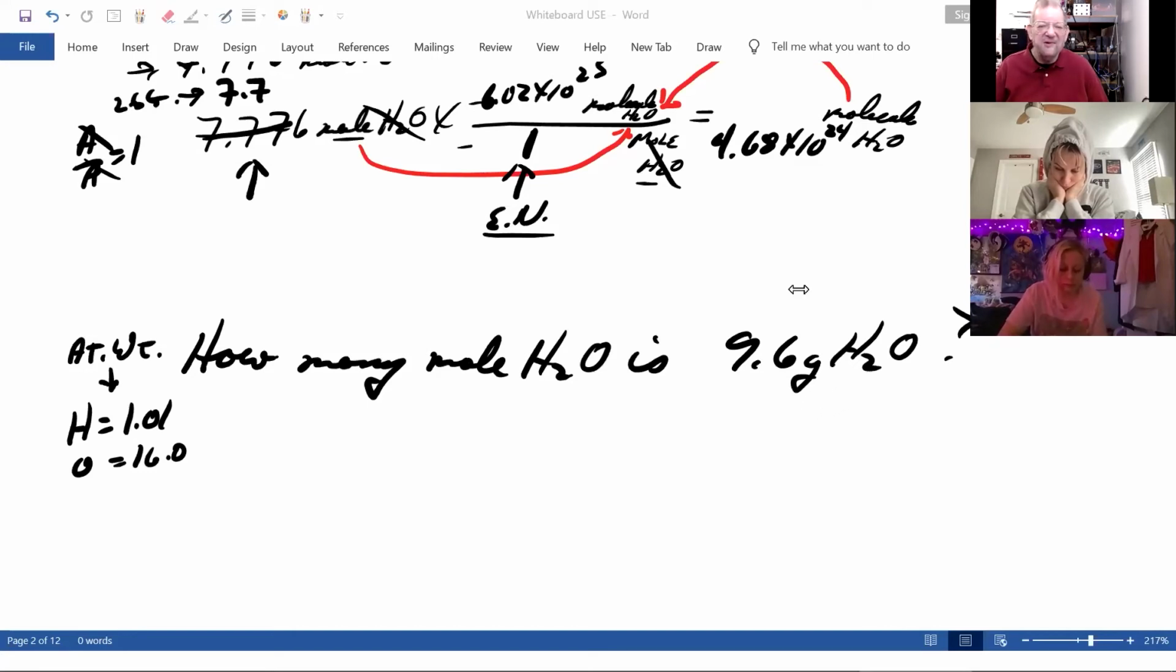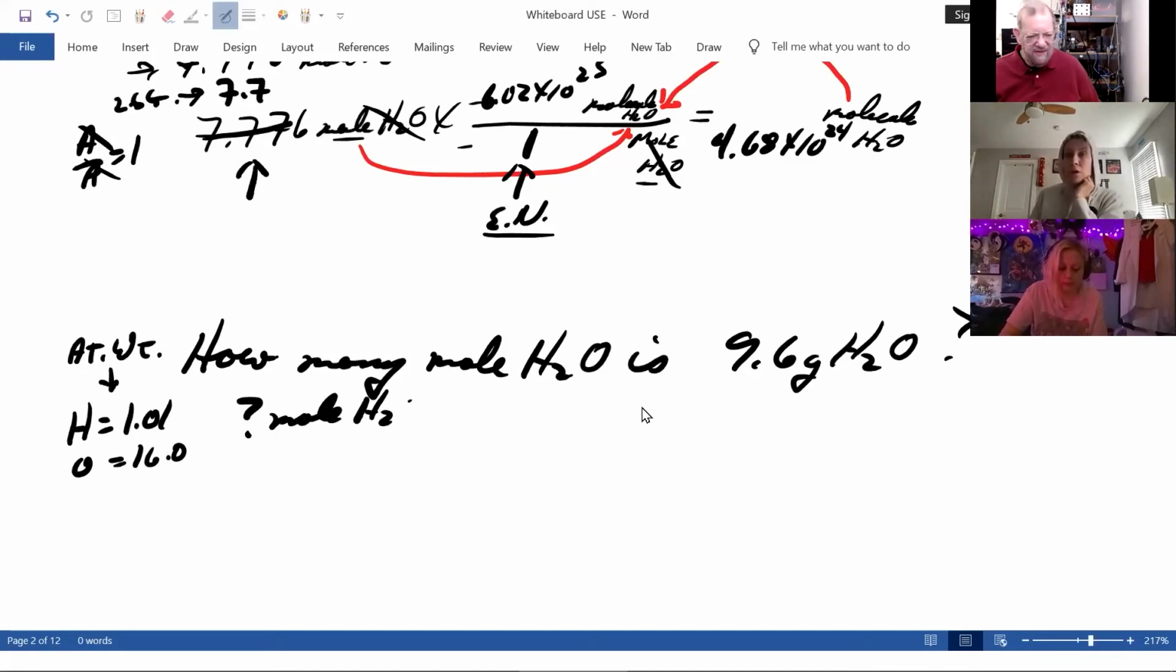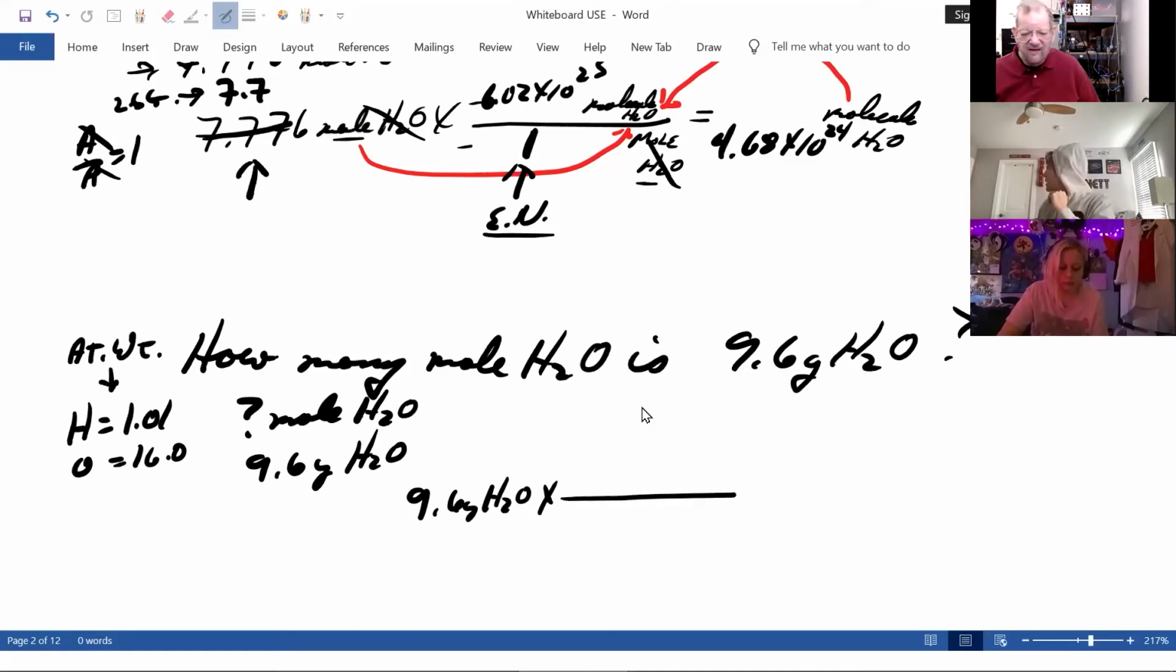All right, looks like just about everybody's done, so let's get to work. All right, first thing, what are you being asked to find? How many moles of water? What are you given? 9.6 grams of water. And therefore, the only thing I have to start with is 9.6 grams of water. And if I convert grams of water, what units do I want to get to? Moles of water.